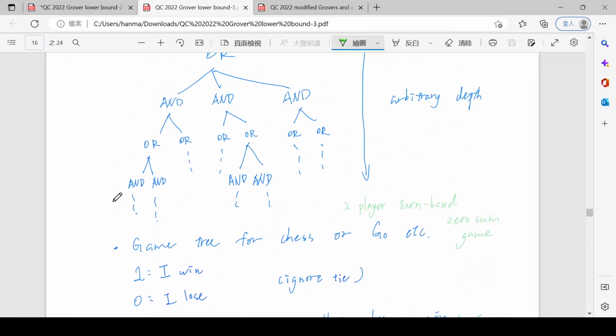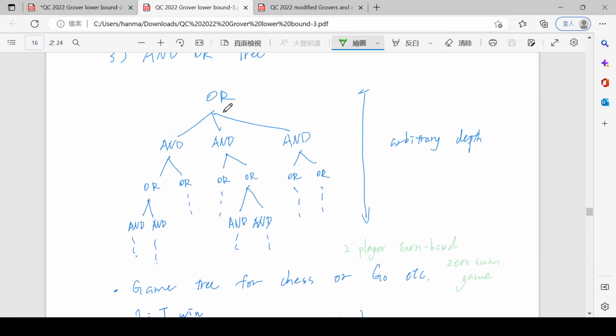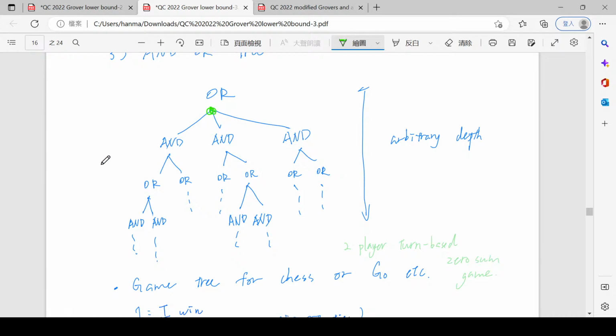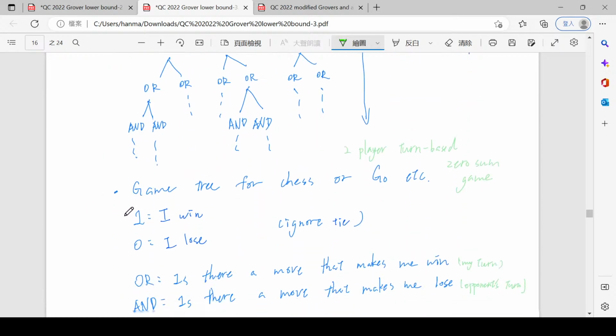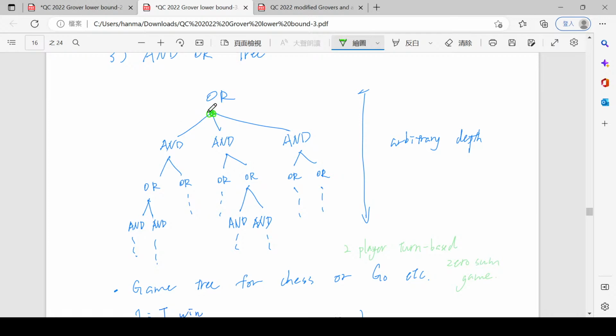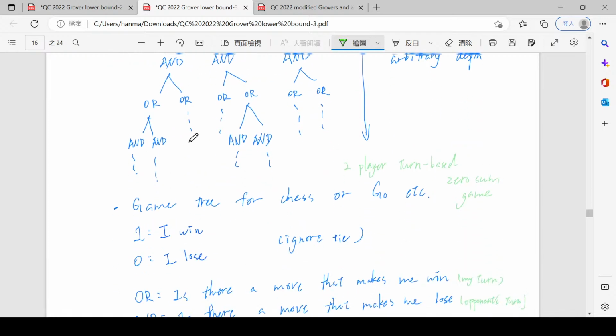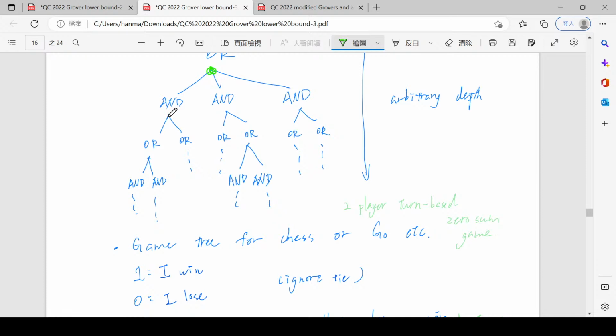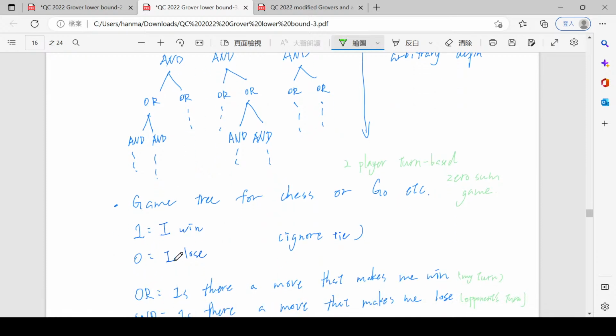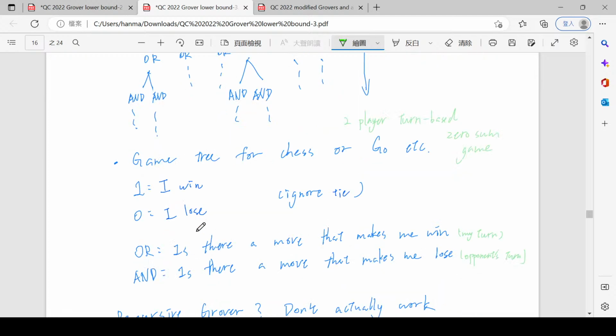Why is this true? It's because we are computing a game state here. Basically what we are computing is, at this node, can I win or do I already lose if everyone plays perfectly. So if the value of a node is 1, that means at that game state I will win. And if the value is 0, it means I will lose. And why is that?